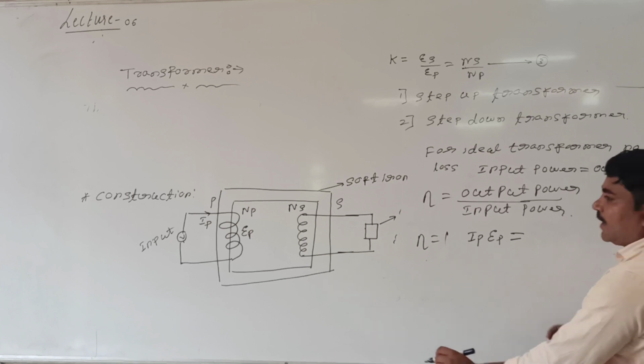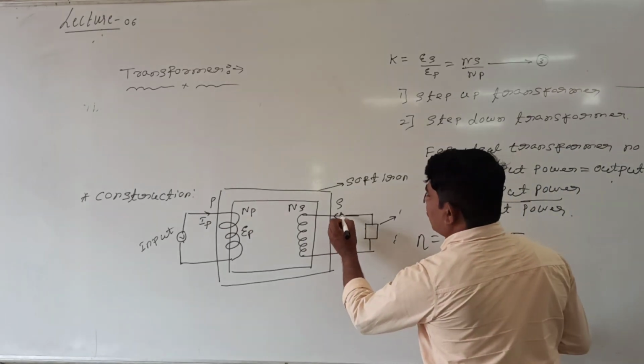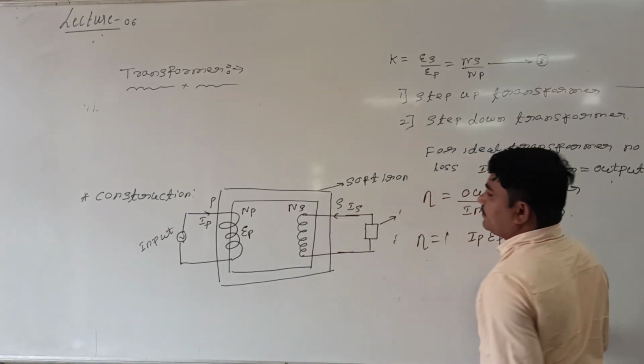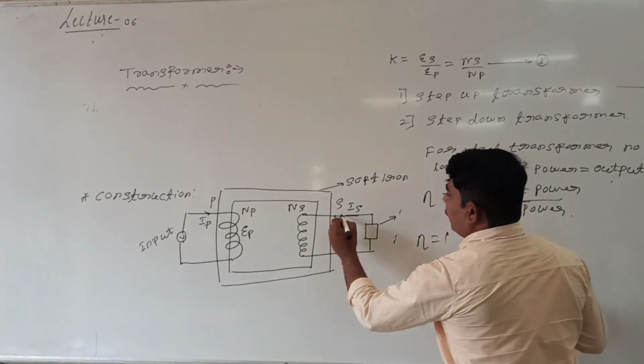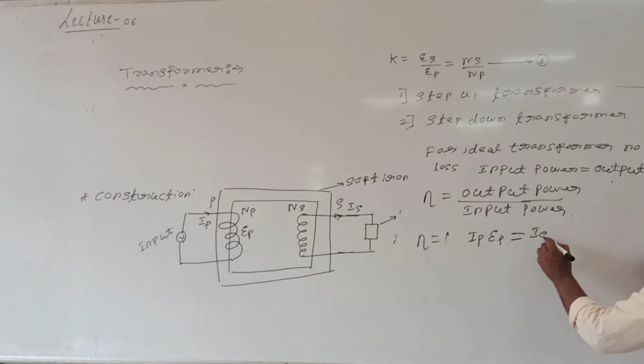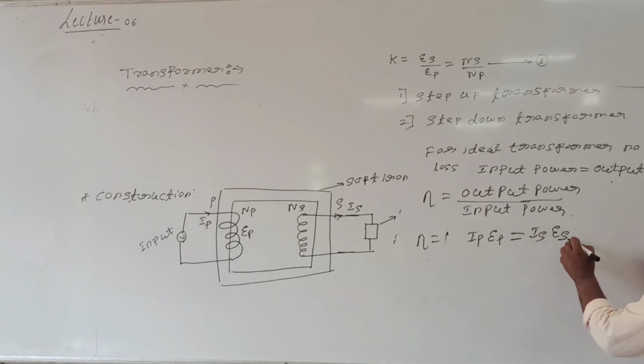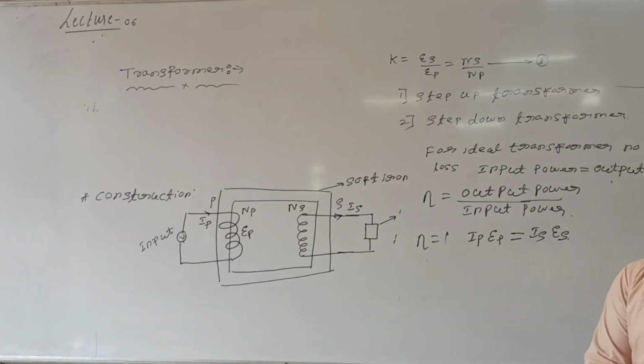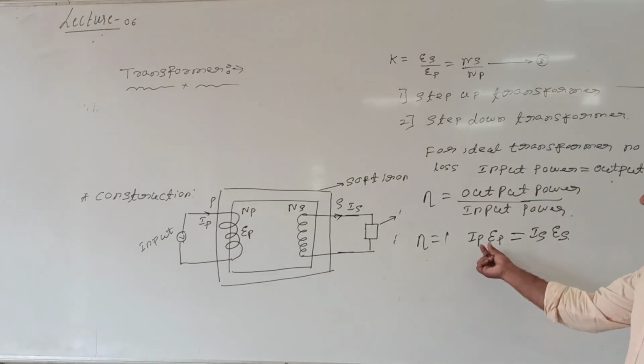Input power means what value? Here this much current can flow, sorry, this much current can flow in the secondary coil. See here, I can take the secondary coil, and the EMF in the secondary coil is equal to ES.